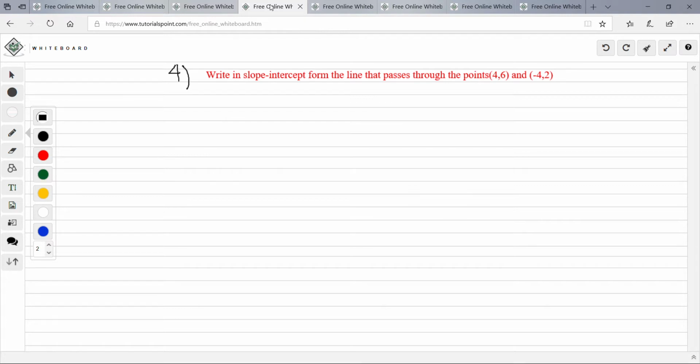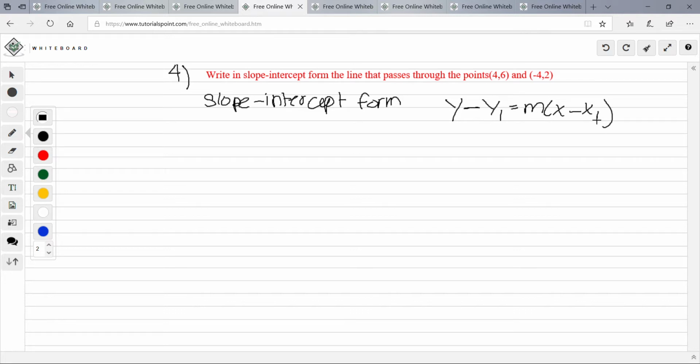Okay, so number 4 says write in slope-intercept form the line that passes through the points 4, 6 and 4, -2. So it says find the x and y, and then it says to use the point-slope form. If you don't remember, it's this weird one. It's y minus y1 equals m times x minus x1. So this is our point-slope form.